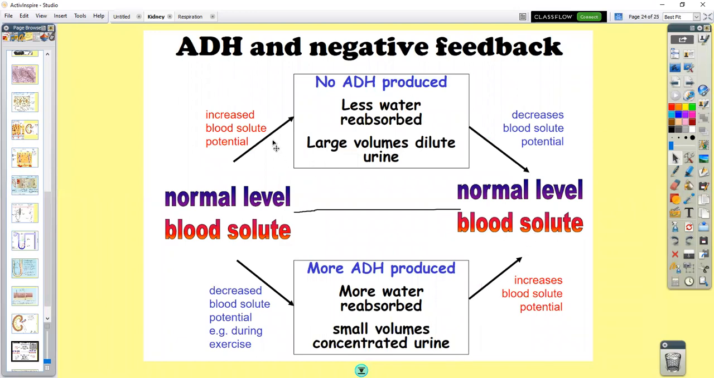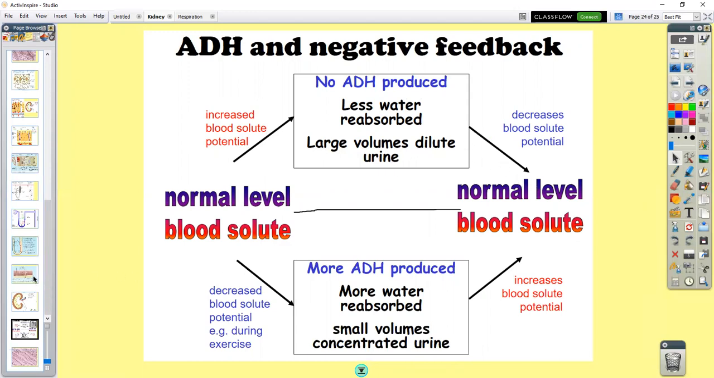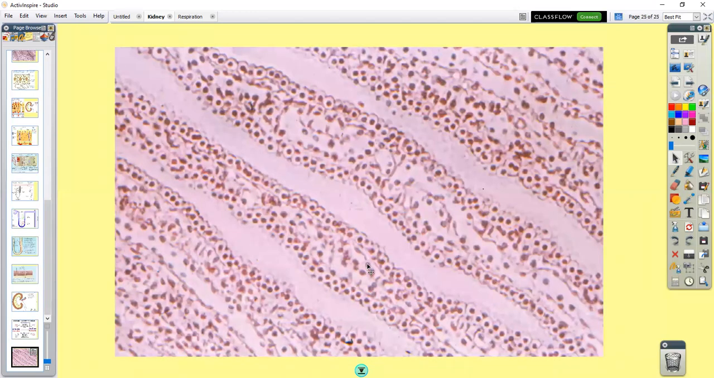If you drink loads of water during the day, that will increase the water potential or solute potential. You don't produce as much ADH. You reabsorb less water, and you need to go to the toilet more often. And the pee that you produce is less concentrated or more dilute, and that brings it back down to normal as well. And the final thing to look at is just there's an electron microscope image of some of the collecting ducts.